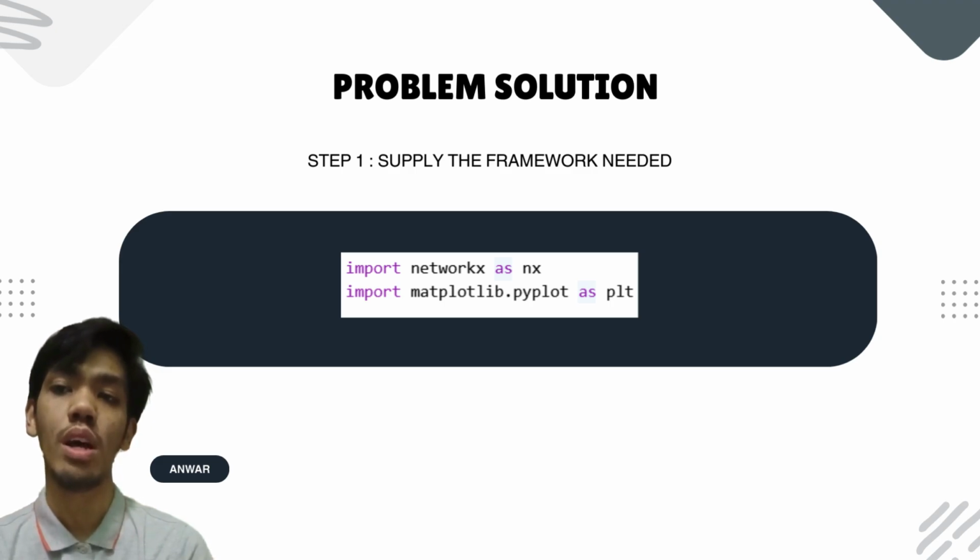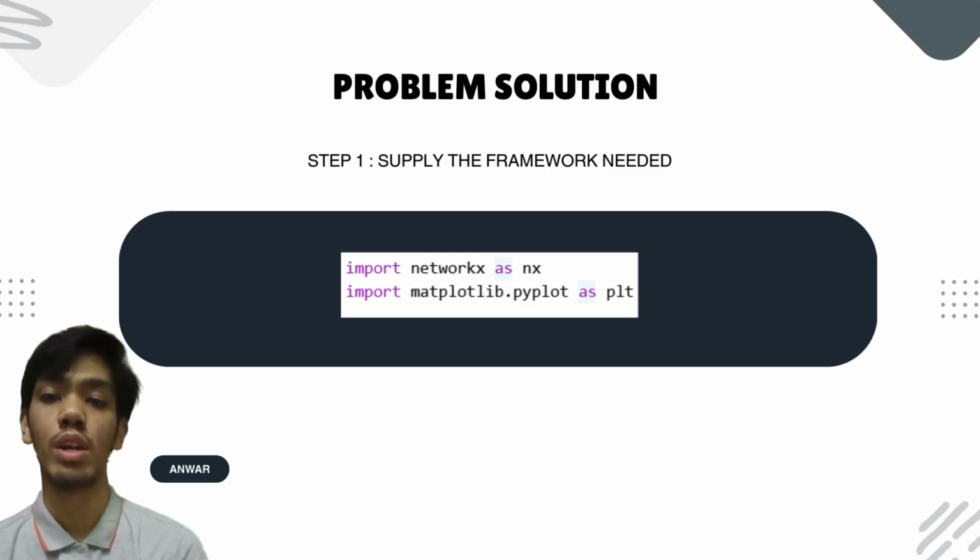Hi, my name is Omar Anwar, and today I will explain how we use Python with Google OR-Tools to solve the scheduling problem regarding the multiple aircraft flight number clash at the same departure time. The first step is to supply the frameworks needed.